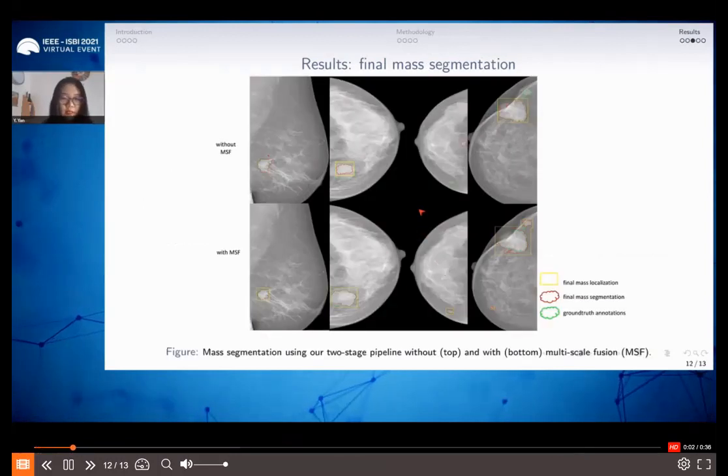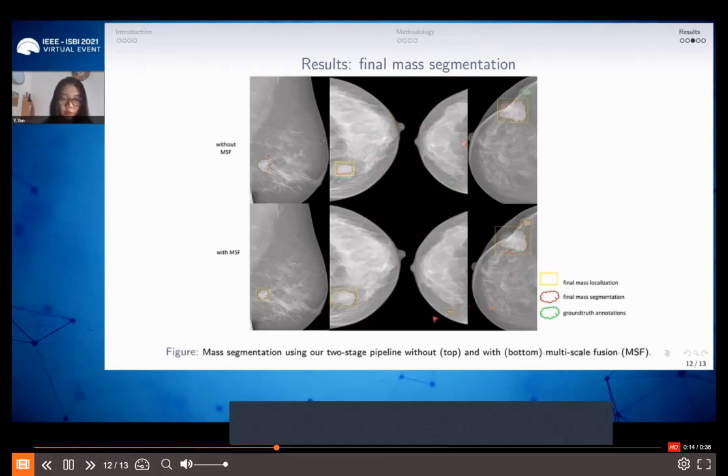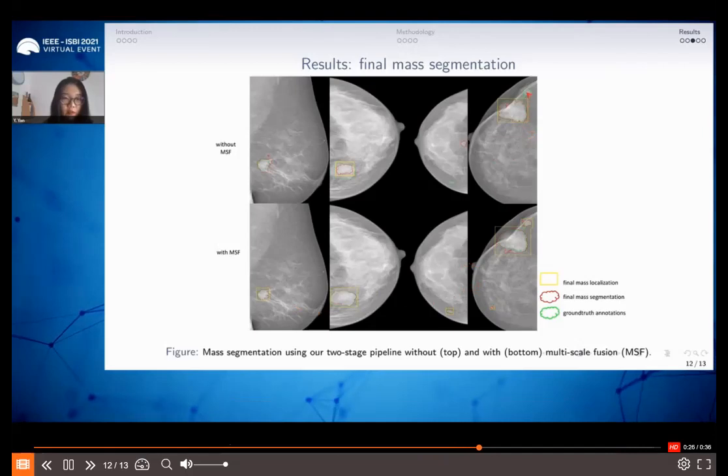Here we also present the visualization results on full mammograms. At the top is the final delineation using two-stage without multi-scale fusion, and at the bottom is the two-stage with multi-scale fusion. It can be seen that the bottom ones have more accurate detections and boundary adherence. False positive proposals are eliminated, and the false negatives of the top ones are detected. Moreover, our method is robust in dealing with masses of any size, shape, or texture.